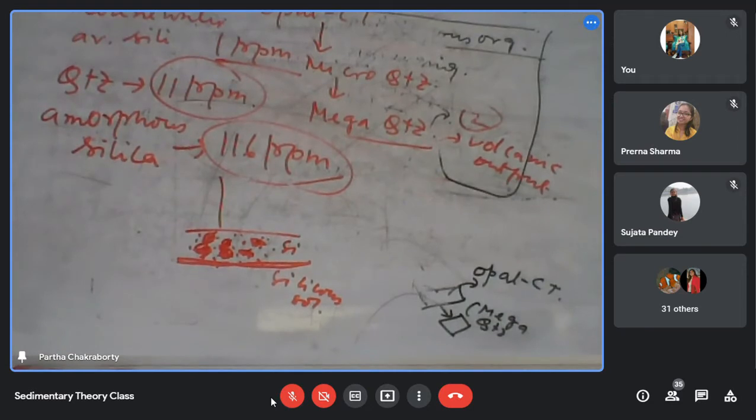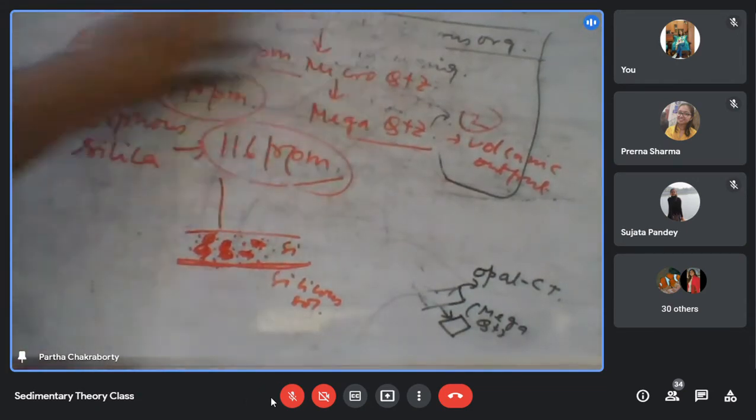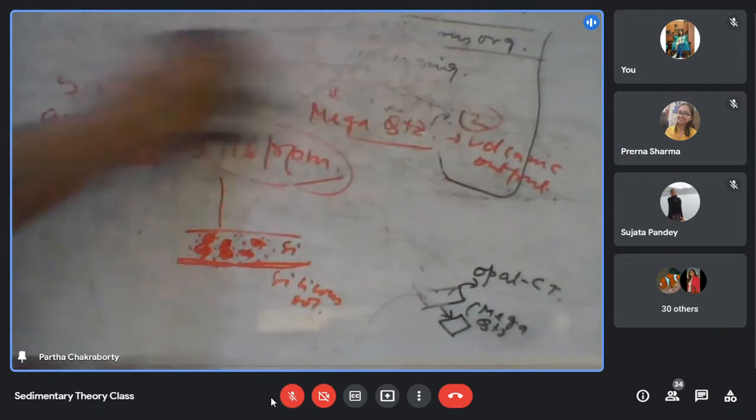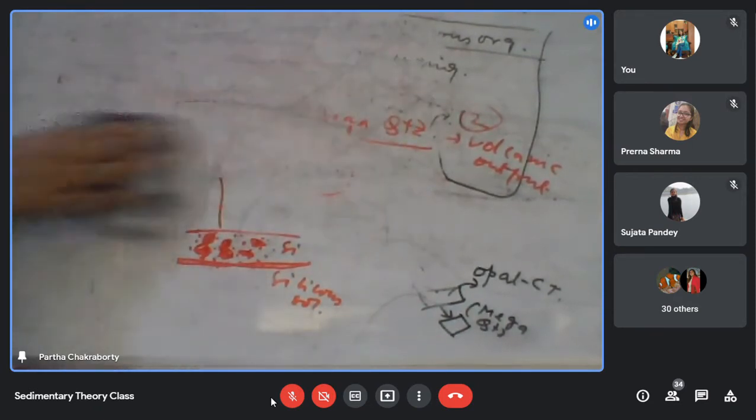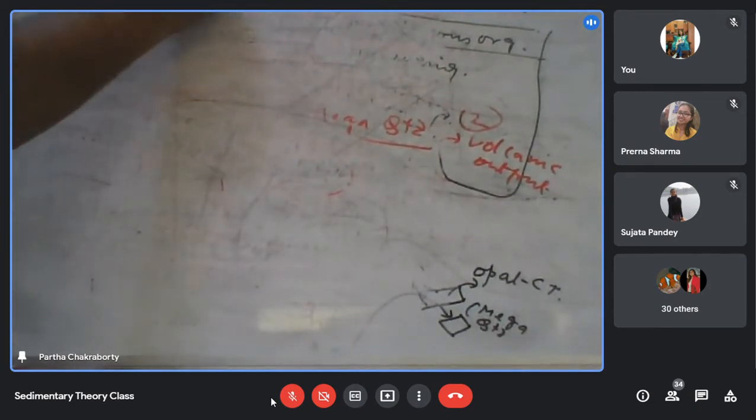Okay. Now I come to the problem of inorganic precipitation of silica. What are the problems in the inorganic precipitation of silica? What people have observed is that the solubility of silica is a function of both pH and temperature.